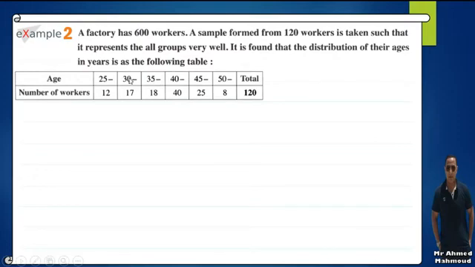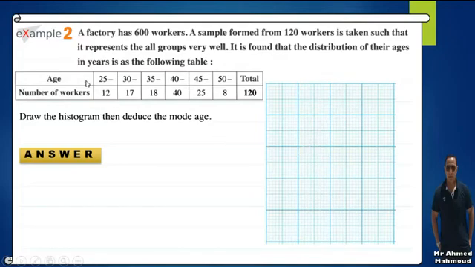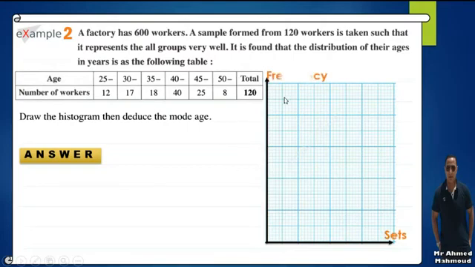Here the age, from 25 to 30 their number is 12, from 30 to 35 they are 17, and so on. Now draw the histogram, then deduce the mode of the ages. To find the mode of these values by using this distribution, I'm going to graph this table, and it's very easy like this. The first sets on the x-axis and the number of workers on the y-axis. Here the sets and here the frequency.